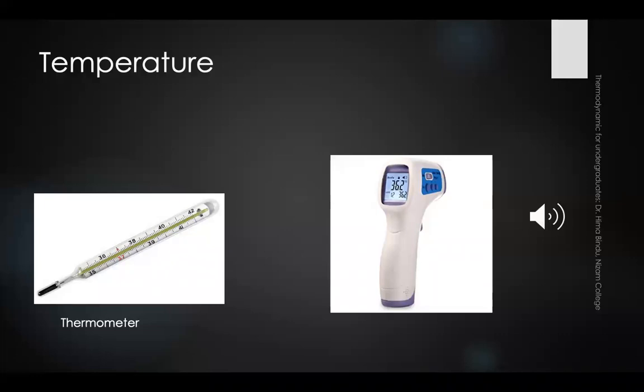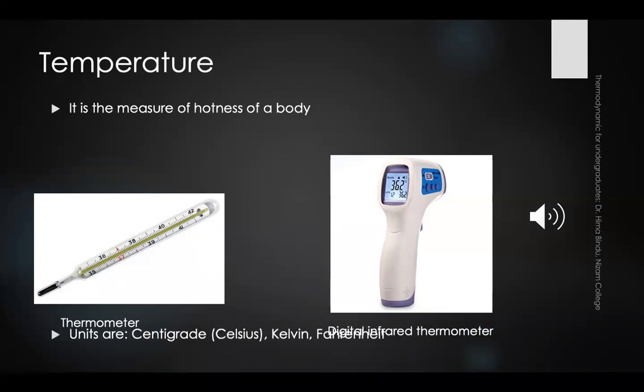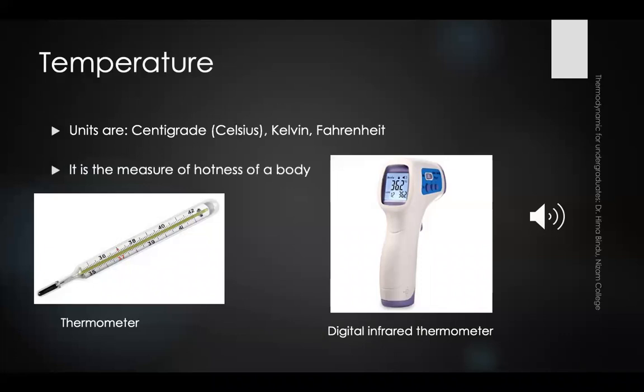If any object is at a greater temperature than our normal temperature, then we feel it as hot. And a body which is at a lower temperature than our body, we say it is cold. And hence, temperature is always a measure of hotness of a body. The units are centigrade, Celsius, Kelvin, Fahrenheit.